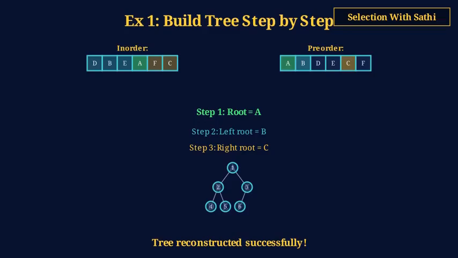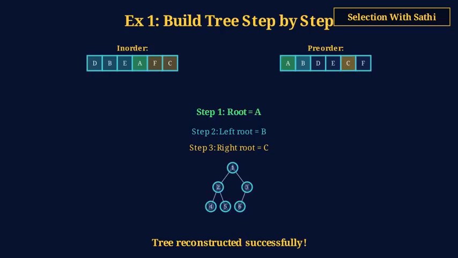Root of left subtree is 2. Find 2 in left Inorder at index 1. Left of 2, Inorder is 4. Pop 4, it is a leaf. Right of 2, Inorder is 5. Pop 5, leaf. Pop 3.